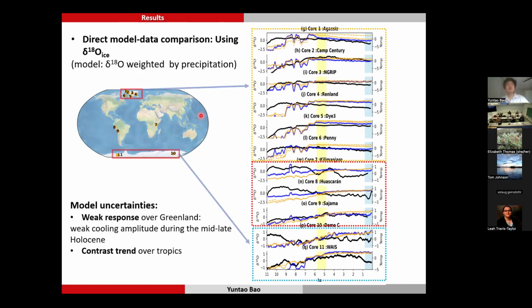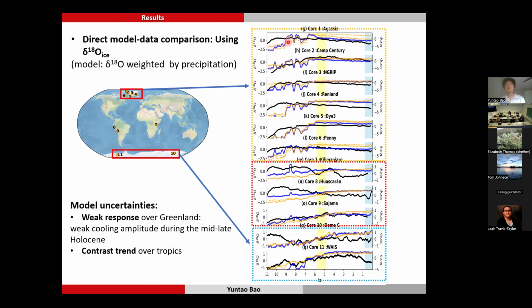So this figure shows the model performance in delta O18 simulations. Here, the black line shows the delta O18 from the ice core itself, the proxy. This is Greenland. We can see that overall, the proxy shows an early or mid-Holocene maximum in delta O18 values, but after that it shows a decreasing trend from the mid-Holocene to the pre-industrial over all these Greenland ice cores. Okay, and how about in the model?